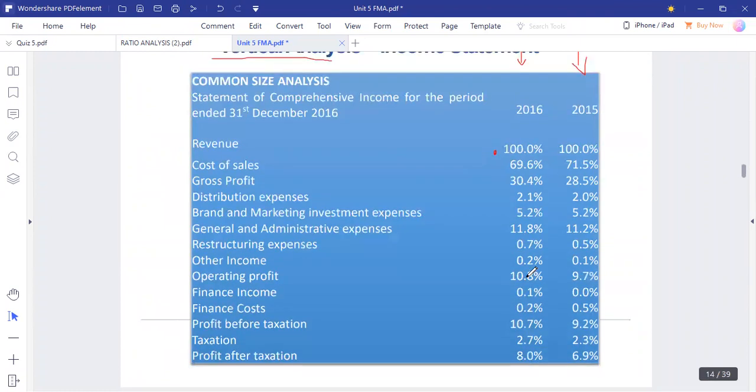So if your statements are in Excel, it is even far quicker and easier to just divide those figures as explained. So any questions so far?